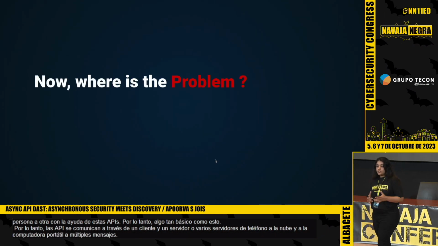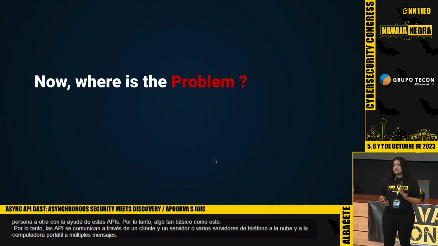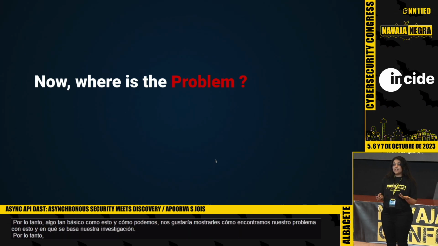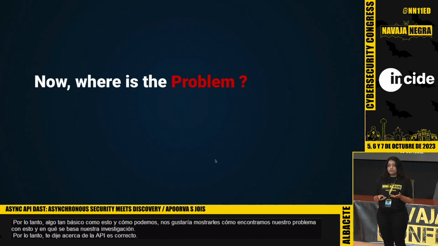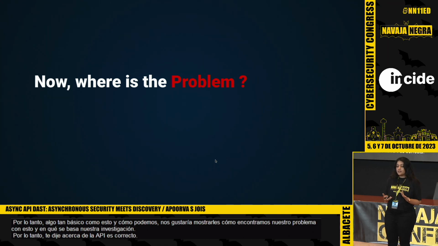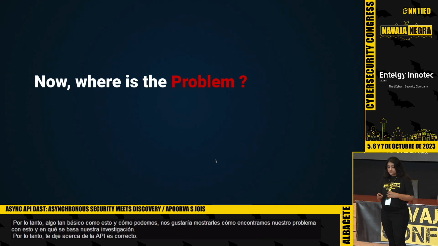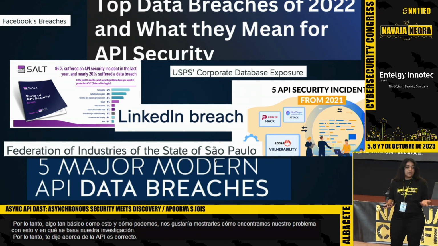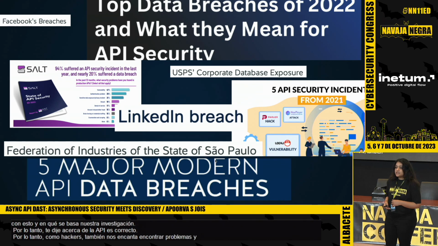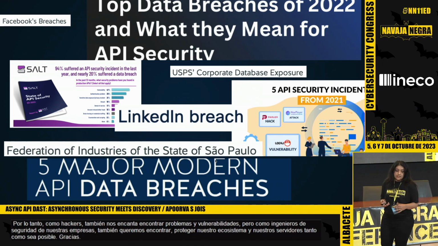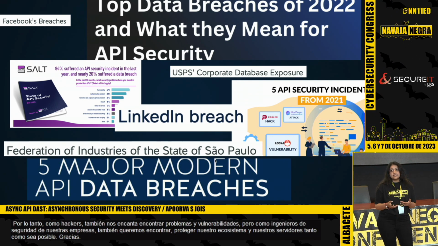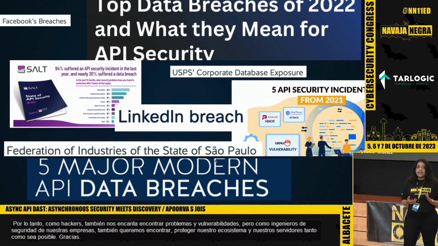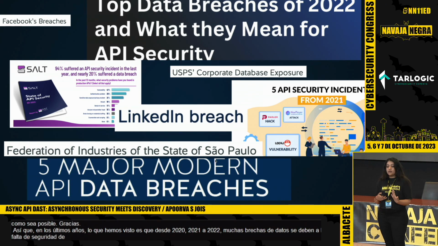So I told you about the APIs, right? Since we are hackers, we also love to find issues and vulnerabilities. But as security engineers of our companies, we also want to protect our ecosystem and our servers as much as possible. In the past few years, from 2020, 2021 to 2022, a lot of data breaches happened through lack of securing of these APIs. Somewhere along the way, some API gets publicly disclosed due to lack of authentication or authorization, and the entire data is breached, which leads to advanced attacks.